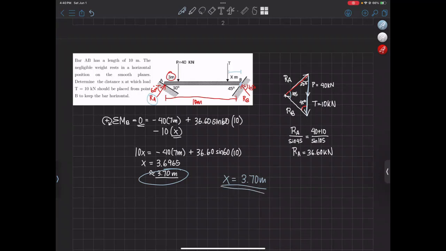So for this example, we had to use our knowledge in the sum of moments and also a bit of the force triangle, the force polygon rather, and also some sine law as well.